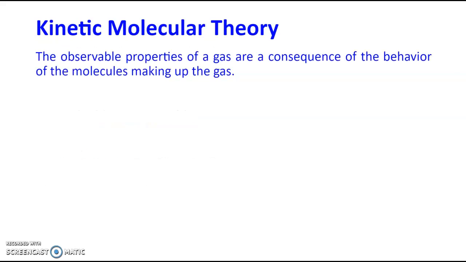Kinetic molecular theory is what we use to understand the way individual gas particles behave. And even though we typically think of gas particles in large quantities, it's helpful to understand their behavior both individually and as a group. So this says that the observable properties of a gas are the consequence of the behavior of the molecules making up that gas. So we have to make some assumptions for this to really work. One assumption is that gases are ideal. So they're behaving exactly how we expect them to.